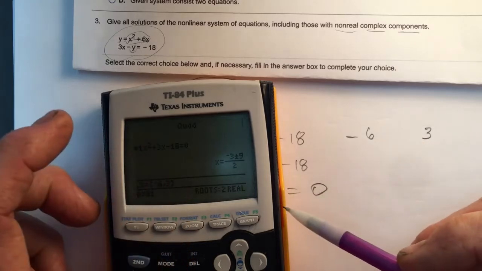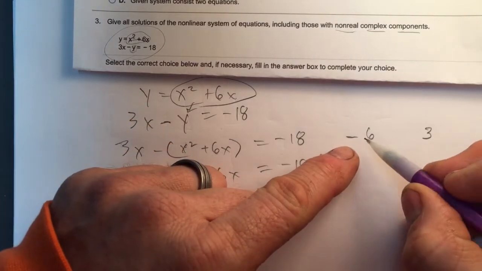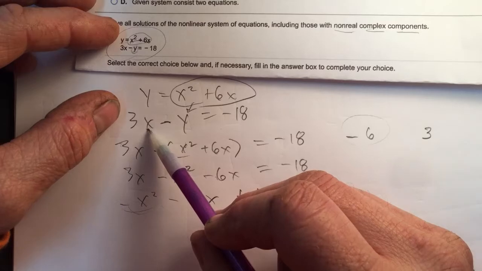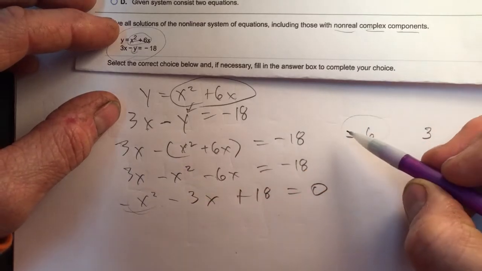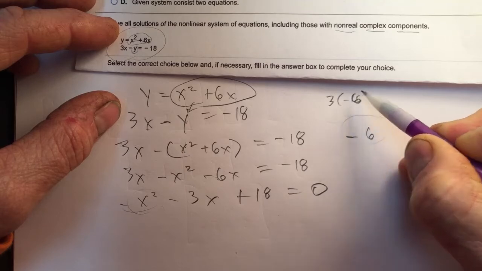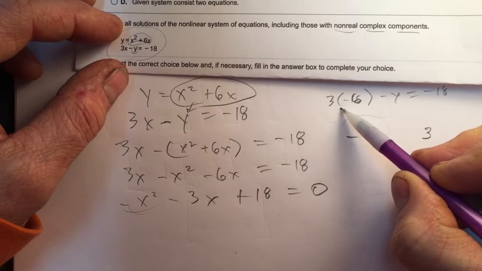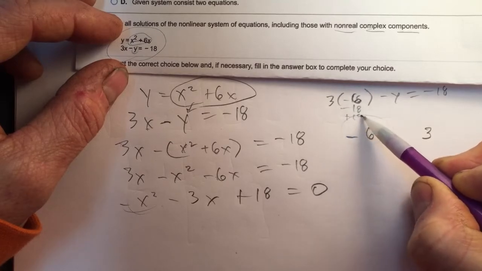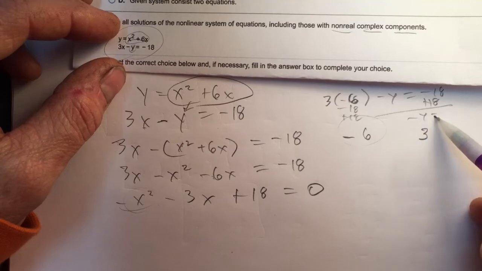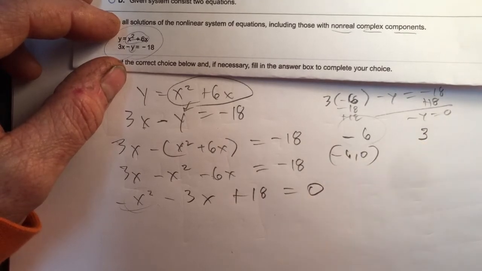But each one of those has a value for y to go with it. All right, so all I do is I take this negative 6 and put it in for x right here. So it means 3 times negative 6 minus y equals negative 18. That's going to be negative 18, so I'll add 18, which would be 0 over here, so negative y equals 0. So it looks like negative 6, 0 is one solution.